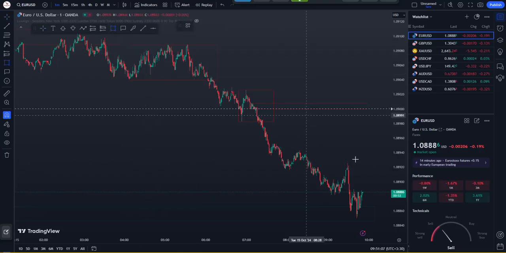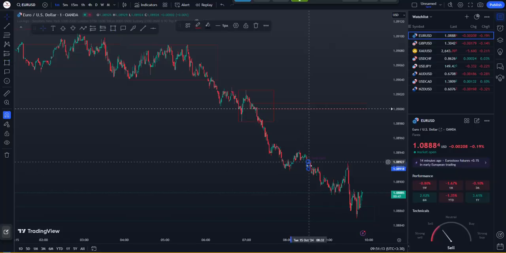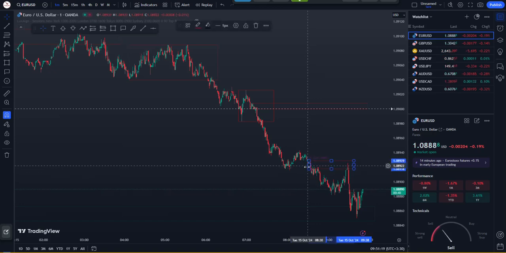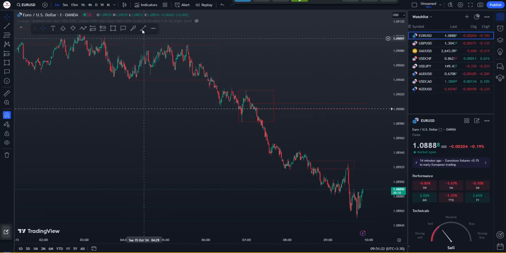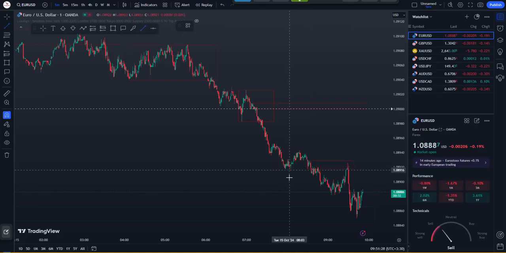We have two actually supply zones inside of each other here. The lowest scale is this one, and this one is inside of this one. So does this level hold price or not? Yes, this holds price in that.